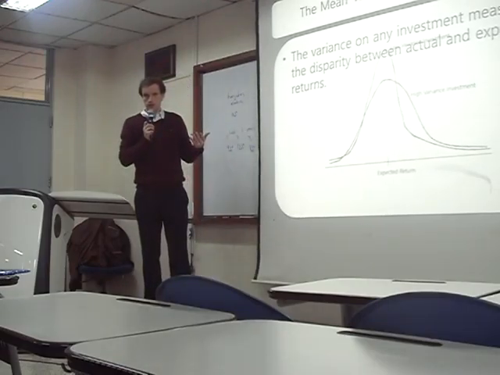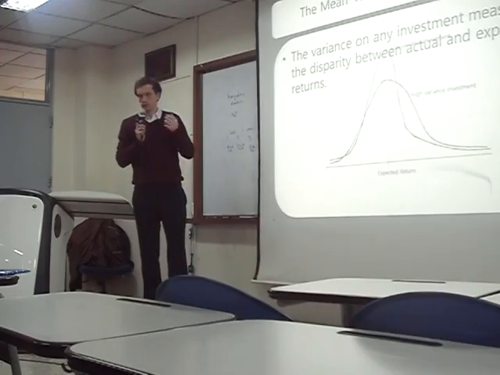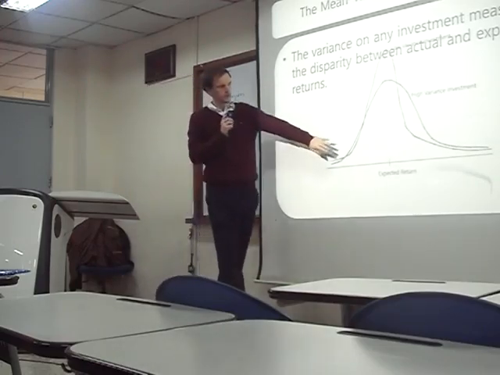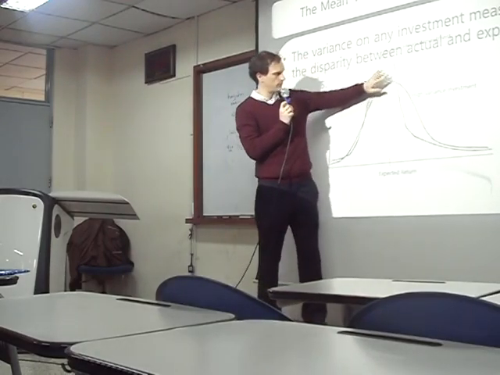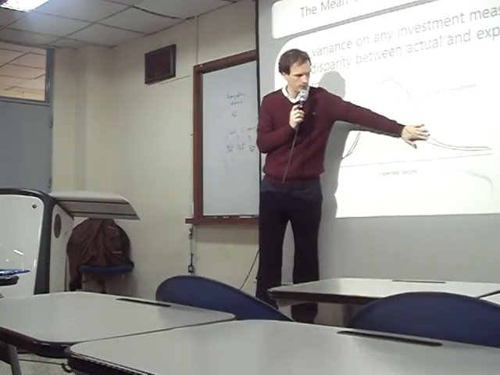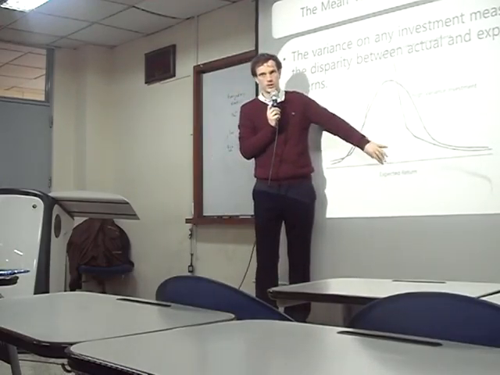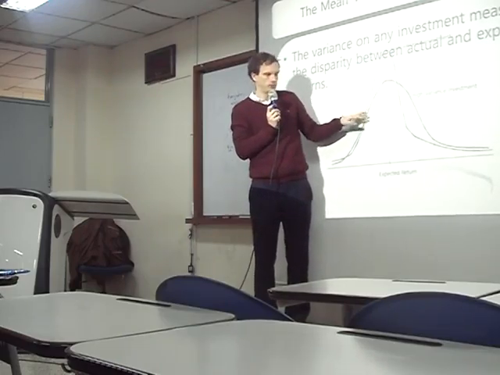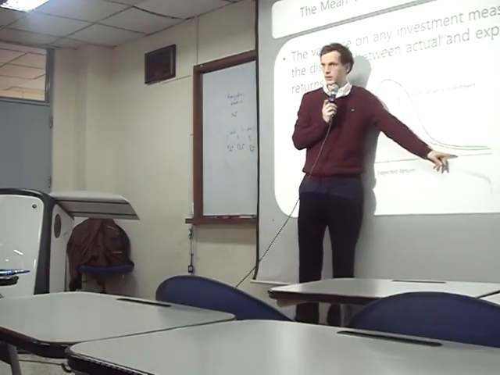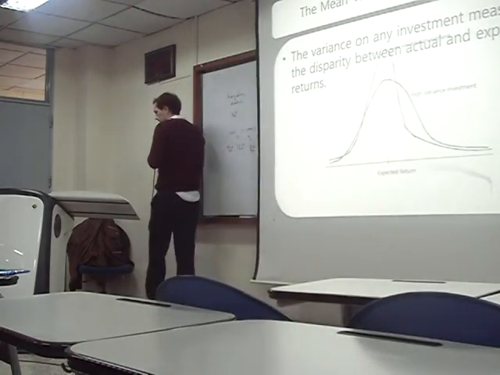Okay? Risk as variance of expected returns around the actual return. We have an expected return, then do we have high variance? We expect the return to be here, but a lot of times it's out here and over here. Then it's risky. Okay? We expect a 10% return, and most of the time it's around 10%. Just very rarely it's out here. That's a low variance investment, a low risk investment.